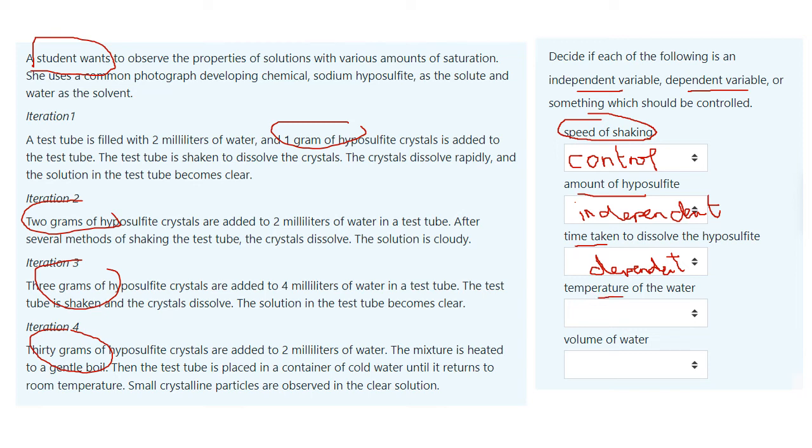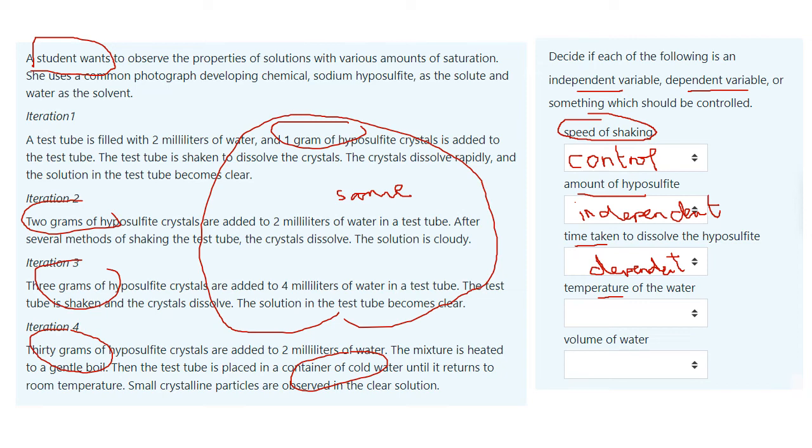The temperature of the water should be the same every time. Only this one is heated. The other three do keep the temperature the same. We should always be keeping other things the same. This is an extra variable, so it should be controlled. It should be the same.